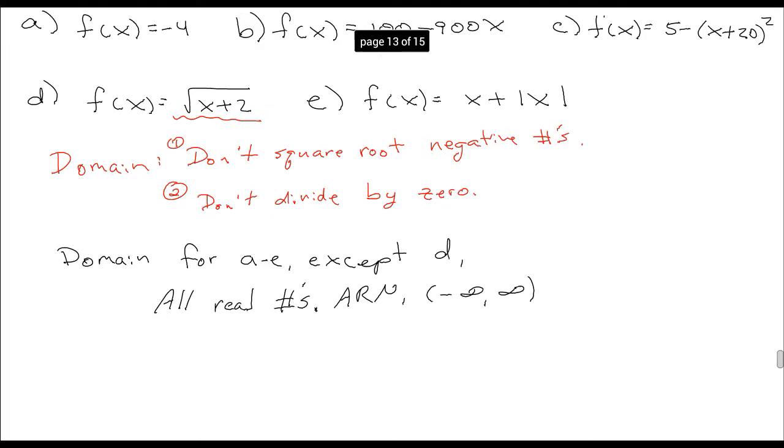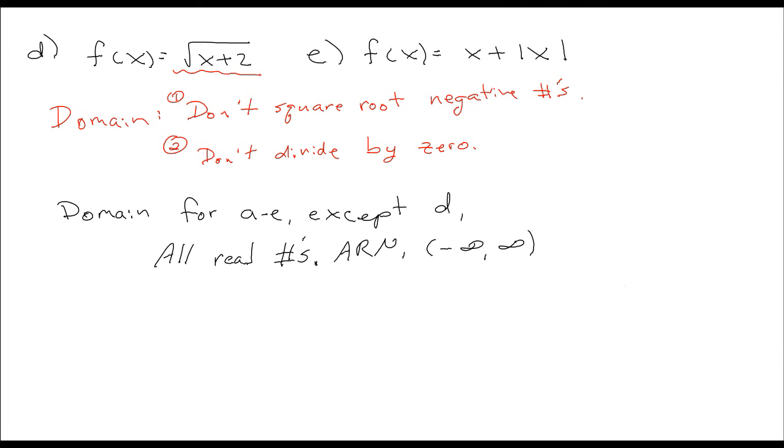The domain for D, however, so part D, so the thing inside the square root, I can't square root a negative, but I can square root anything bigger than or equal to 0. So subtracting 2 to the other side, that means so long as x is greater than or equal to negative 2.